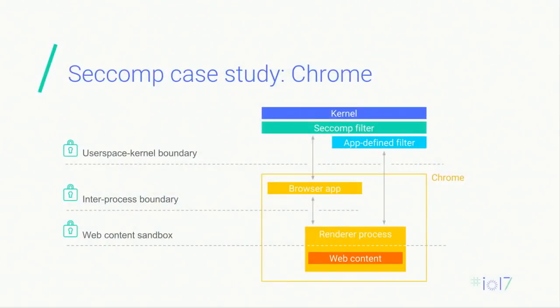Seccomp is actually not new to Android. Chrome has been using it for quite a while, in fact. Chrome has their own app-defined seccomp filter around their renderer process. They use this seccomp filter to make a few guarantees. They want to guarantee that the renderer process can read global state, but it cannot modify global state. And in fact, this has been quite useful a few times. Recently, we've seen a few kernel bugs that were actually unreachable from the Chrome renderer process because the relevant system calls were blocked by seccomp.